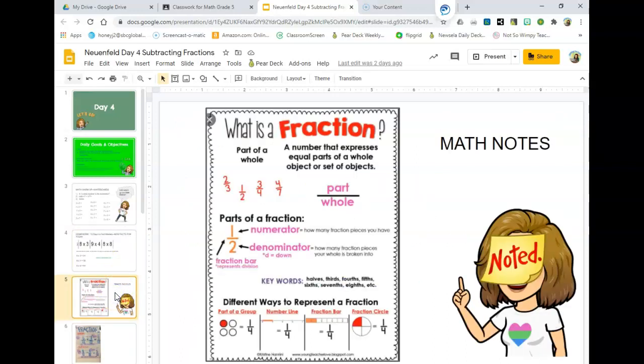Let's take a moment to review what the parts of a fraction are. The top part of a fraction is a numerator. It tells how many fraction pieces that you have. The bottom part of a fraction is called a denominator. It tells you how many fraction pieces your whole is broken into. For example, in this picture, there are 4 pieces inside of this whole pizza, but we only have 1 slice of pizza left. So we have 1 slice, but there were 4 slices when we first started.